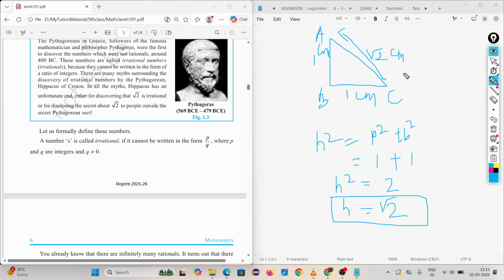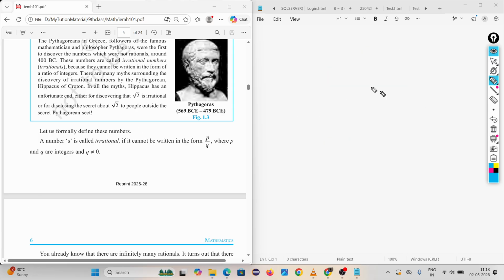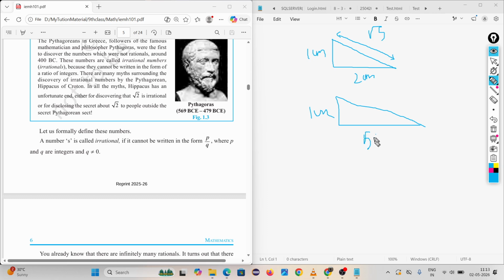Okay. Then the same example. The perpendicular is 1 centimeter, the base is 2 centimeter. Then how much is the hypotenuse? Square root of 5. Okay. Then the same thing. The perpendicular is 1 centimeter. The base is 3 centimeter.